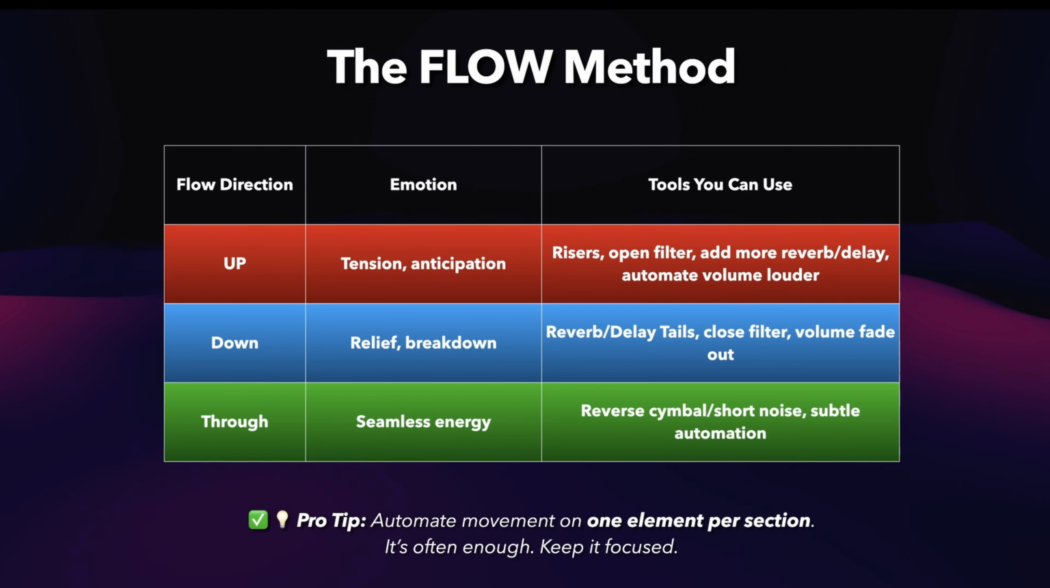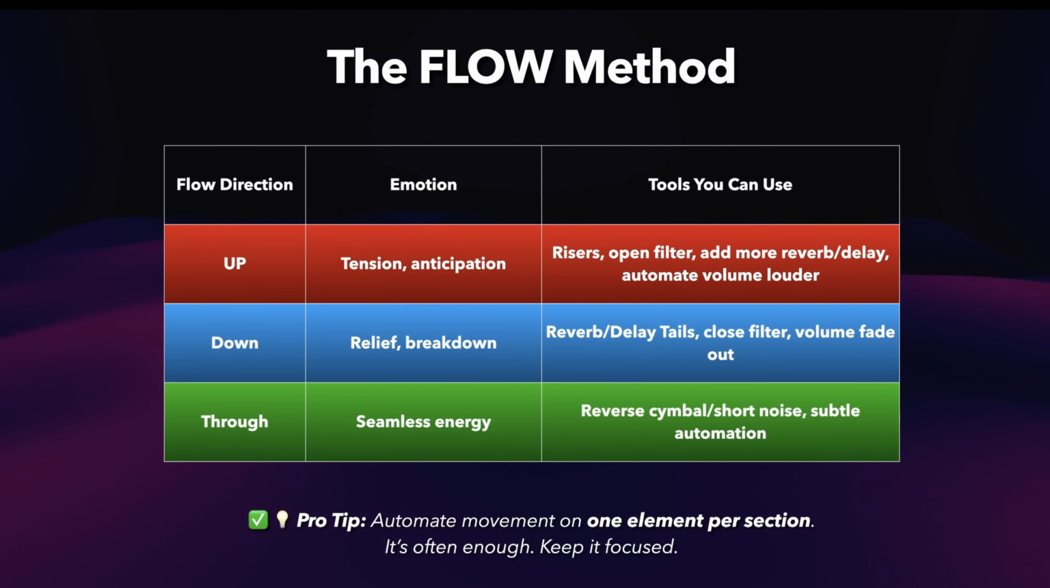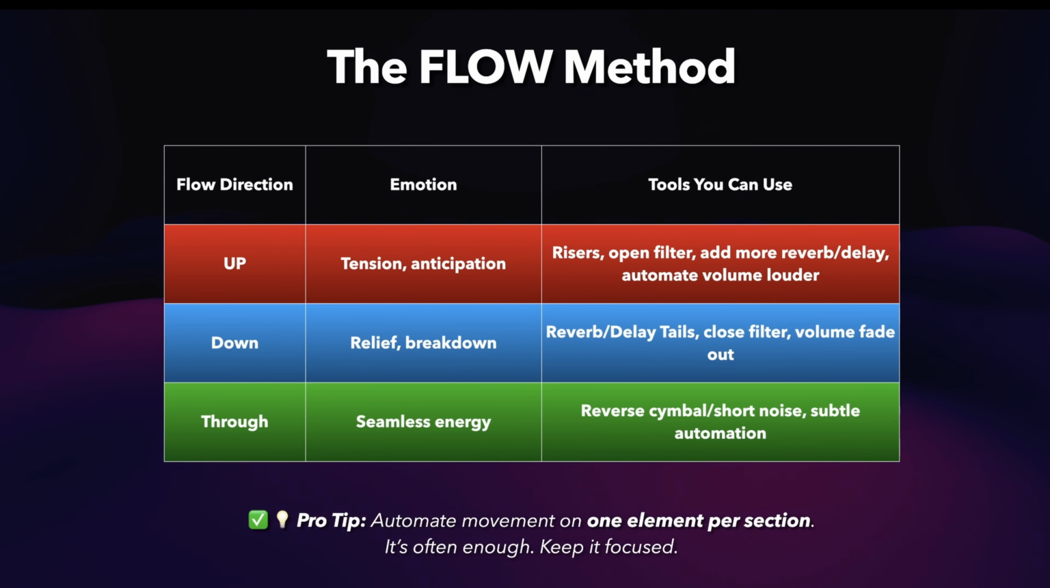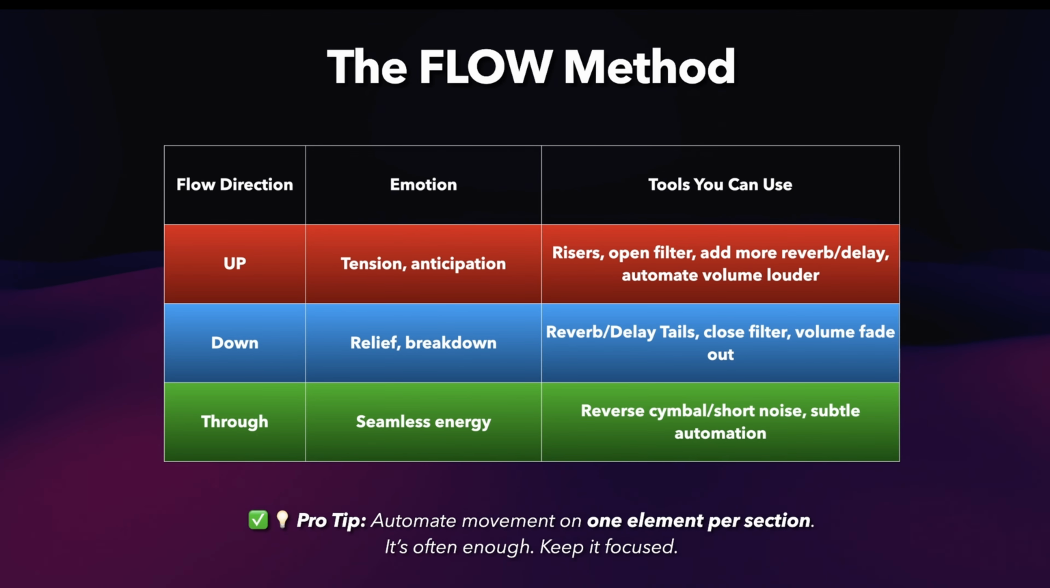For the flow direction down, the emotion is relief and the breakdown, and you can use reverb and delay tails, close filter on sounds, and volume fade out, make it more quiet. And for the flow direction through, the emotion is seamless energy. You can use reverse cymbals, short noise, and more subtle automation compared to up and down. And pro tip here, automate movement on 1 element per section. It's often enough, so you want to keep it focused. If you need more, you can add that after that.